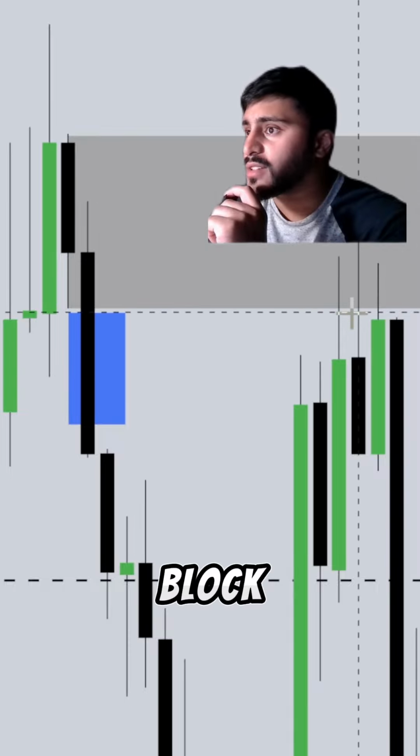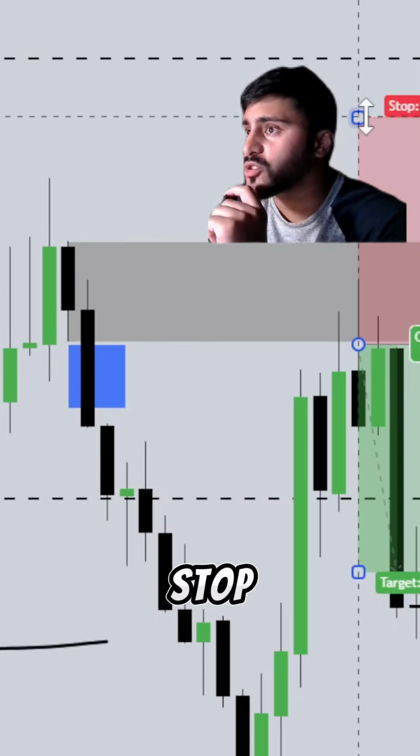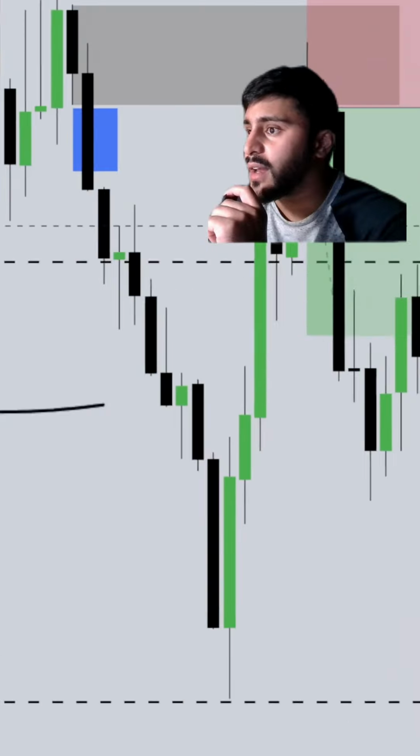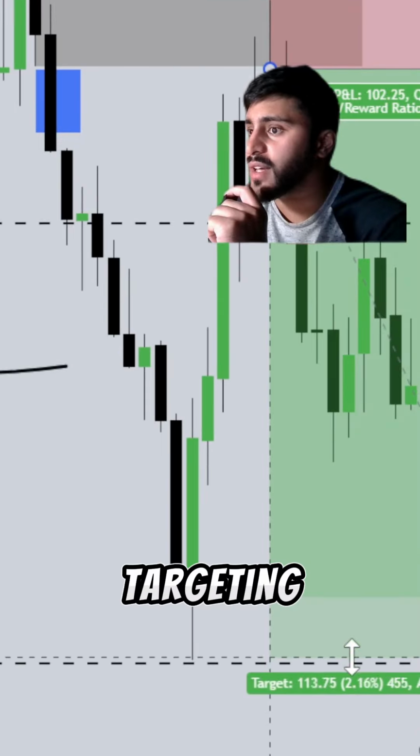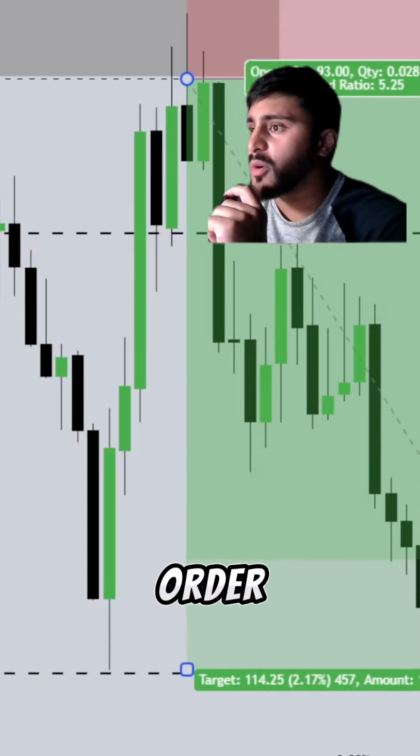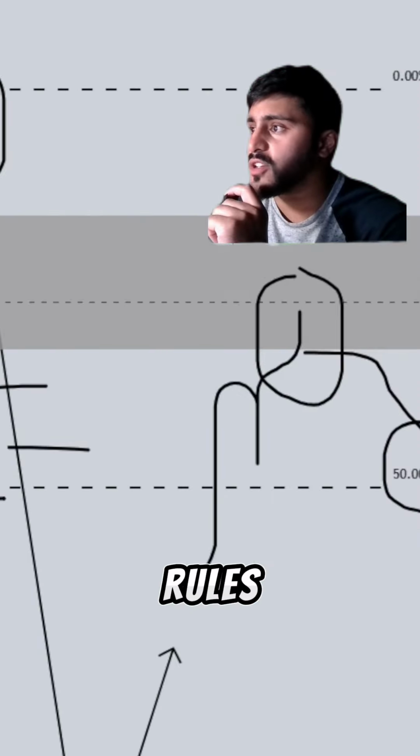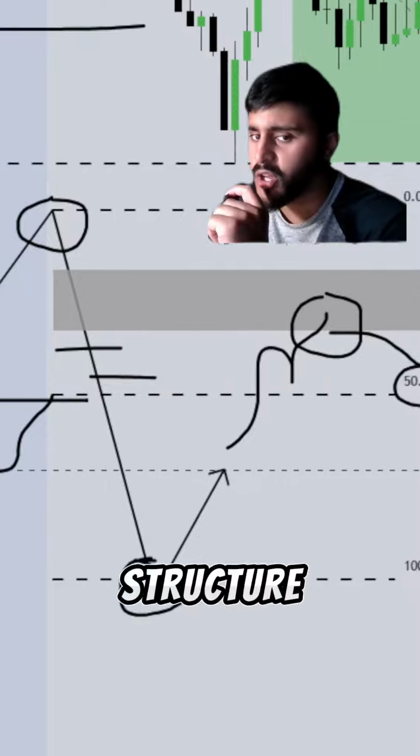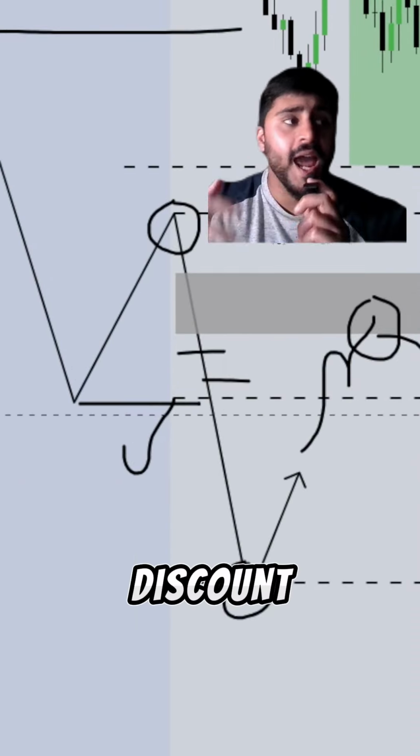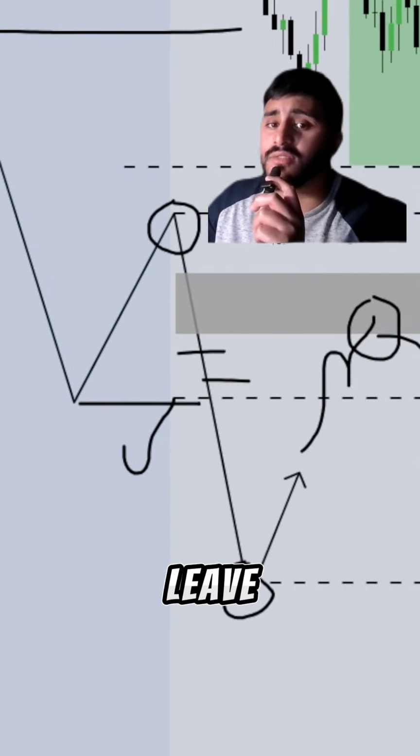So your order block is going to be where you enter from, and you want to have a stop loss just above the order block itself. Now from here, as your first target, you want to be targeting that low down here. So whenever you're trading order blocks, make sure you always follow these rules, right? You want to wait for price to break structure, you want to wait for price to come into a discount, and you want to be trading off zones that leave a fair value gap.